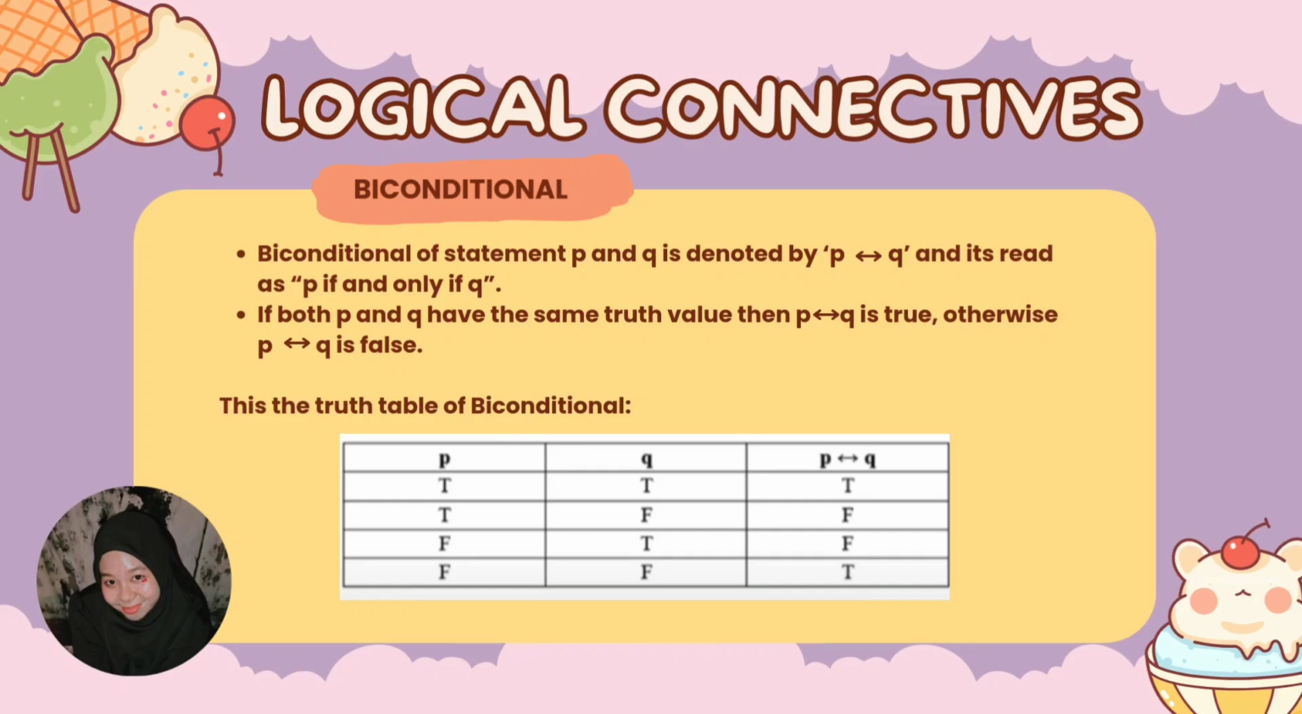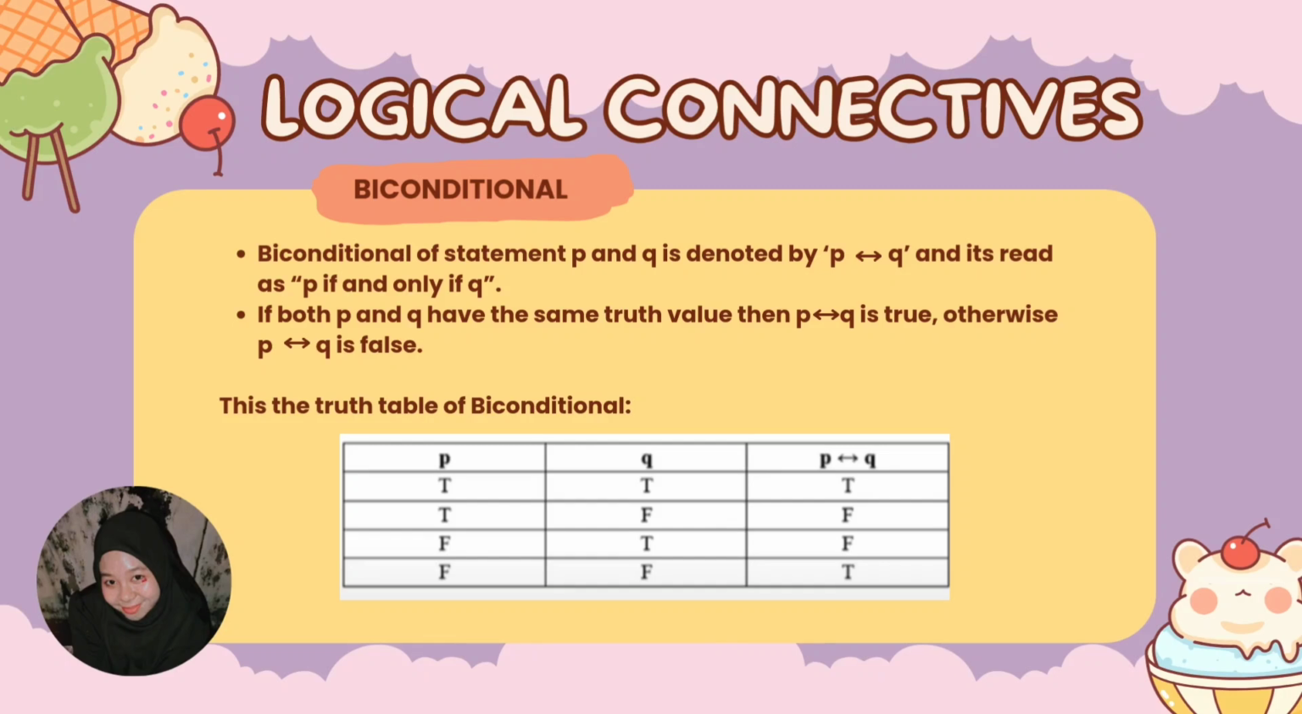Biconditional. A biconditional is a logical statement that combines two propositions P and Q. It is denoted as P biconditional Q and is read as P if and only if Q. The biconditional means that P and Q must either both be true or both be false for P biconditional Q to be true. If P and Q have different truth values, then P biconditional Q is false. Let's look at the truth table for P biconditional Q.